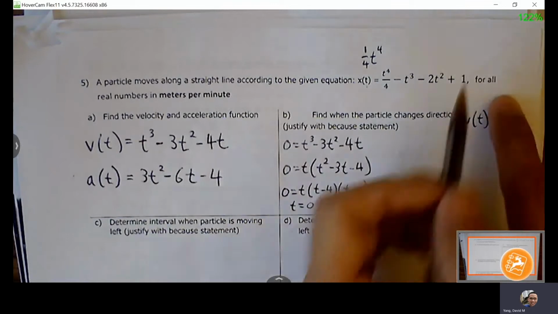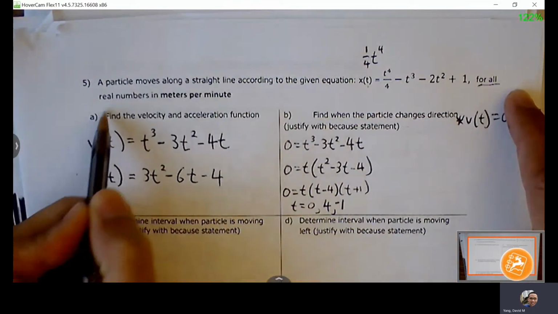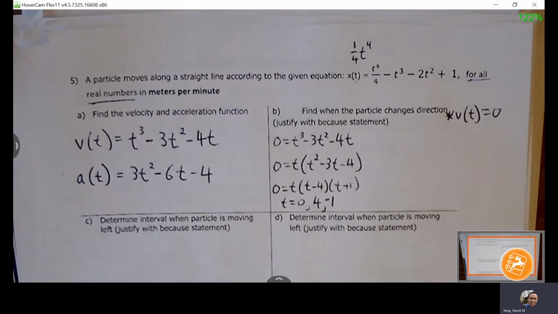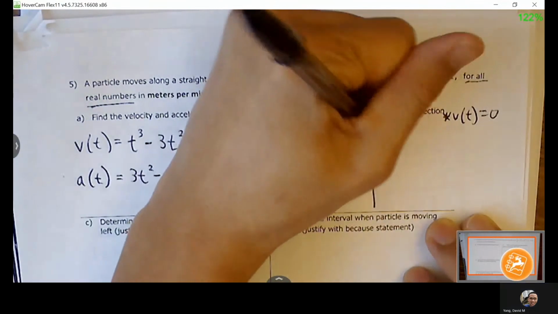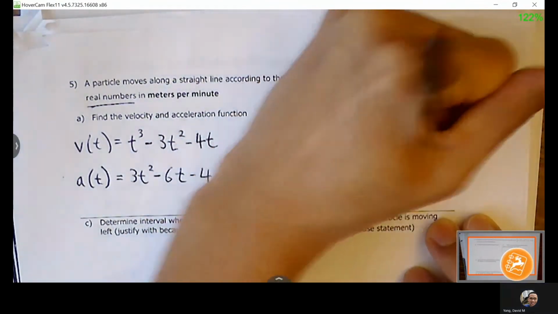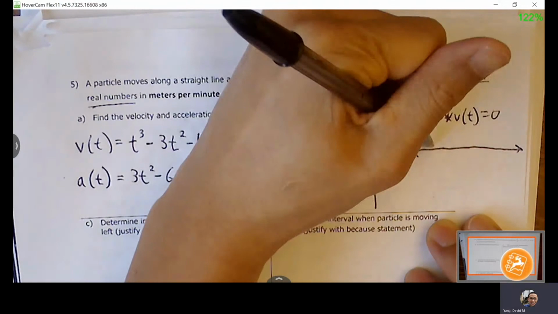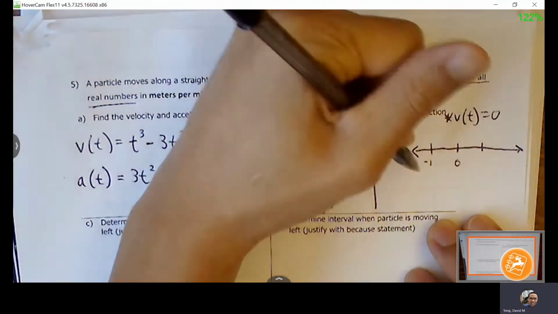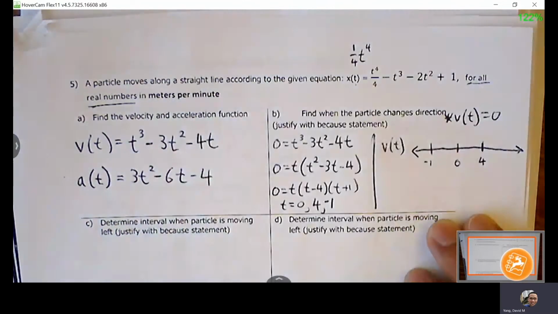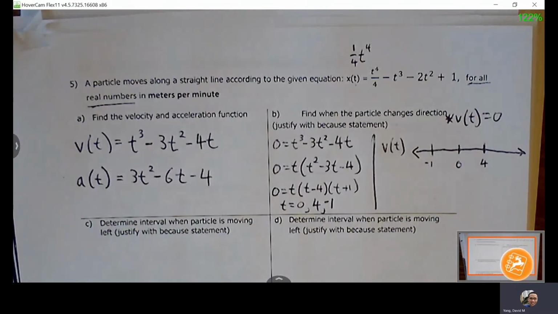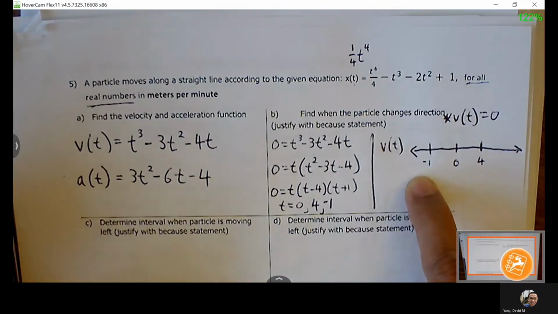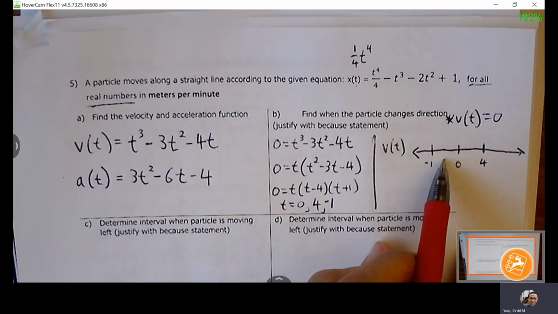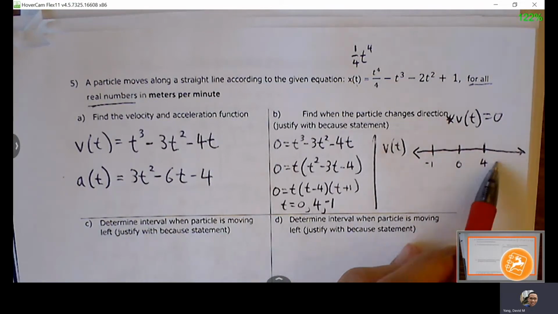Normally, we would not keep -1, but the direction says for all real numbers. So that means our number line is going to span from negative to positive infinity. Yeah, -1, 0, 4. Okay. Test different values with the velocity function. We'll test -2, we'll test -0.5, we'll test 1, and we'll test 5.